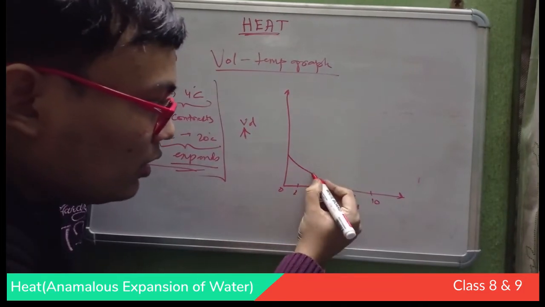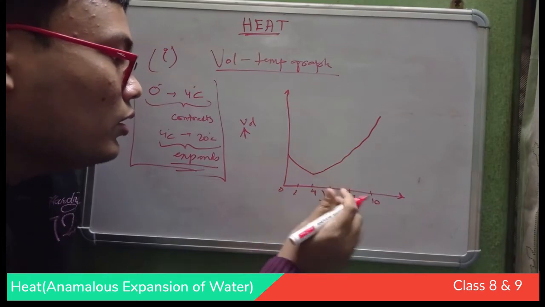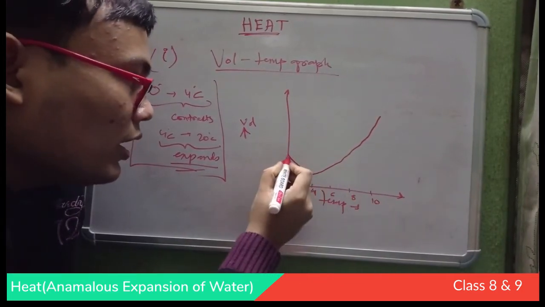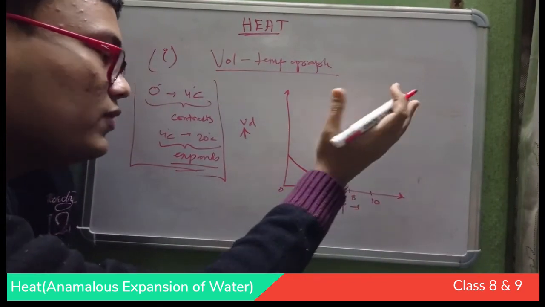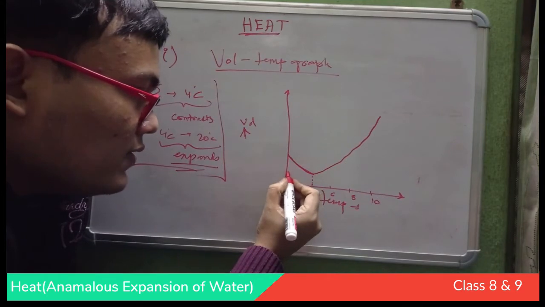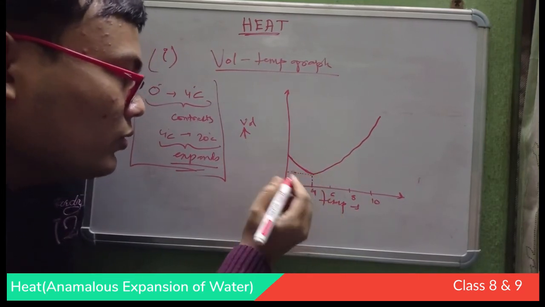So there will be an expansion in the volume. The volume will rise. So the nature of the graph will be something like this. So at 4 degrees Celsius, we can see that it has the minimum volume.